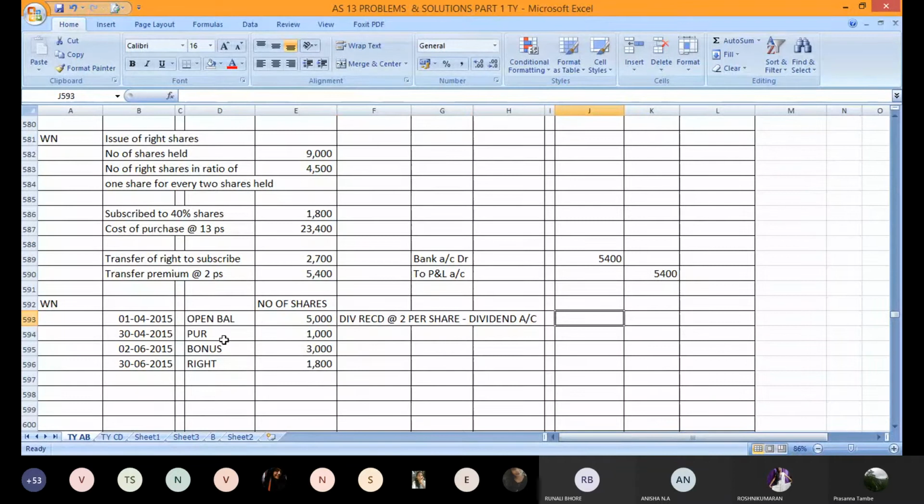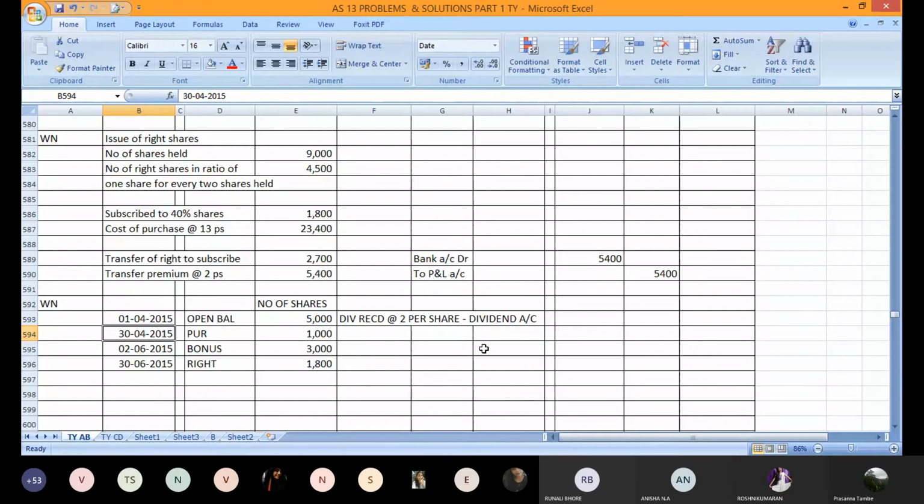Now the next lot of shares is 1,000. These 1,000 shares were purchased by X on 30th April. So on 31st March 2015, somebody else was the owner of the shares, and not Mr. X. Mr. X acquired the shares on 30th April and therefore he is getting the dividend now. But since he was not the owner of these shares on 31st March 2015, the year for which the dividend is getting declared, this will be treated as dividend for pre-acquisition period.